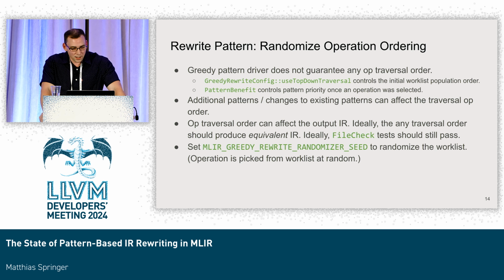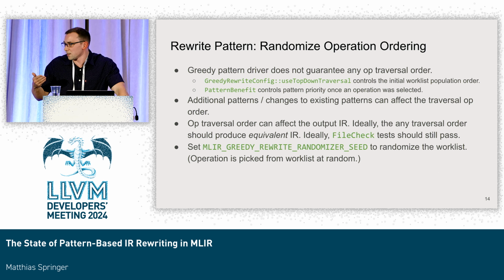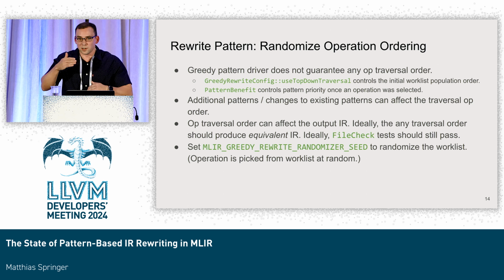There's also another CMake flag that we added, MLIR_GREEDY_REWRITE_RANDOMIZER_SEED. As I said earlier, the greedy pattern rewriter does not give you any guarantee about the order in which ops are processed. So this flag gives you a way to harden your passes a little bit by randomizing them. Then you can see whether it still works, or whether you hit some edge case where your pattern doesn't work anymore because ops are processed in a different order.